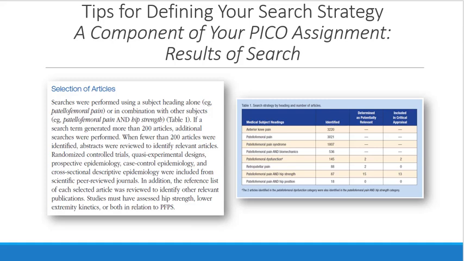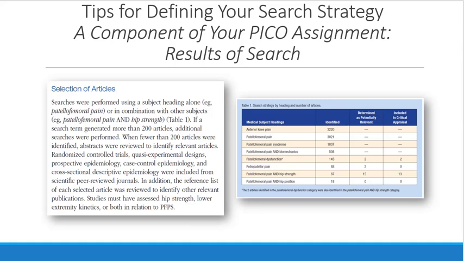So now let's talk about defining your search strategy. We've been doing that already. Ultimately, when you write your dissertation, you're going to include text within your methods section that is going to describe your process and the types of studies that you include in your review.